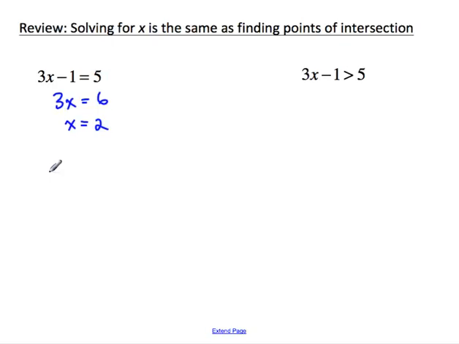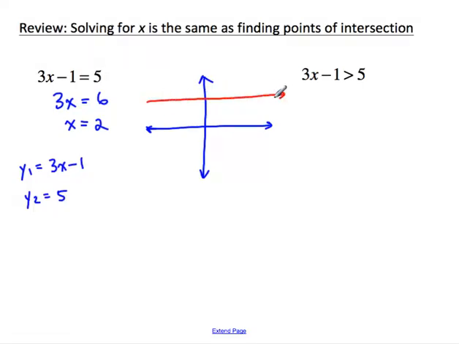You could also solve it graphically, though, by graphing the left side of this equation, so let's call that y1 is equal to 3x minus 1, and graphing the right side of the equation, so let's call that y2, and that's equal to 5, and finding the points of intersection. So if this is my Cartesian plane, and I graphed y is equal to 5, that would be a horizontal line 5 units up from the x-axis, and we'll call that y2.